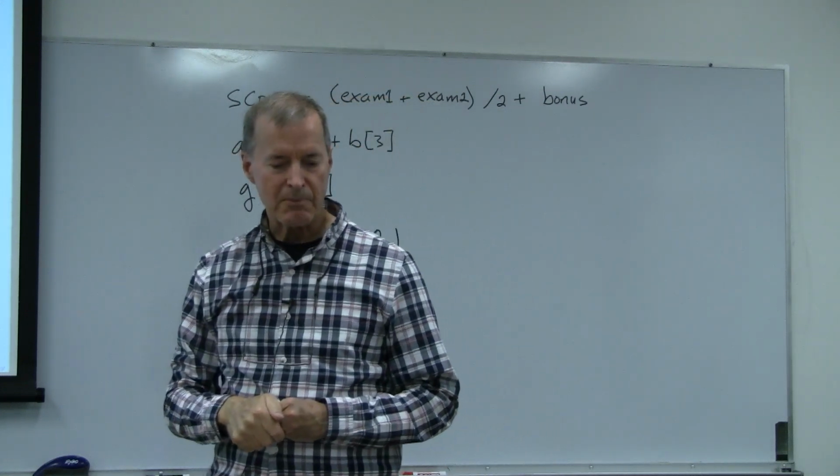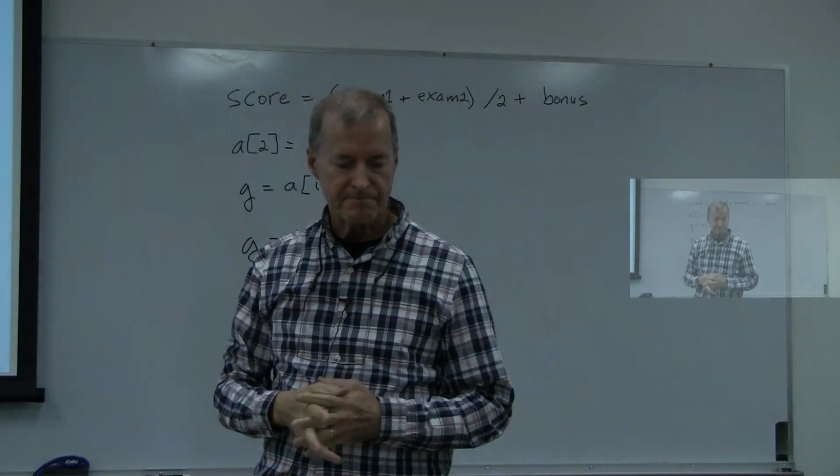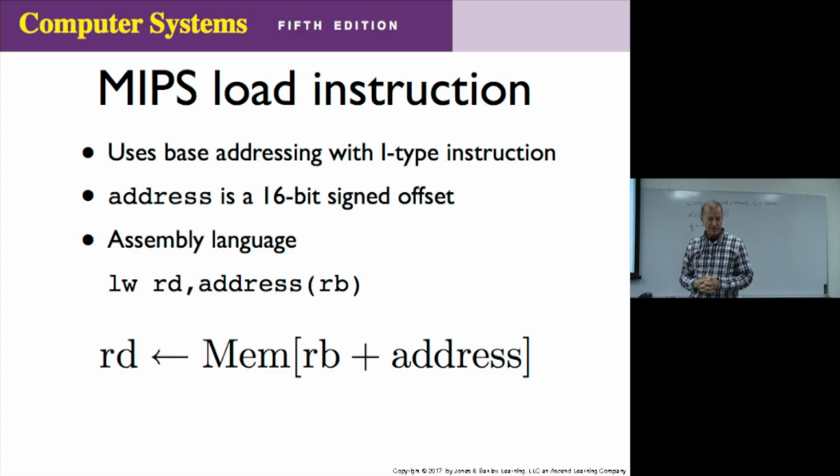The first one is the MIPS load instruction. It uses base addressing with the I-type instruction. You can refer back to that table we looked at last time. The address is a 16-bit signed offset, and in assembly language, the mnemonic for load is LW, which stands for load word. So in PEP 9 assembly language, that would be LDWA or LDWX, load word accumulator or load word index register.